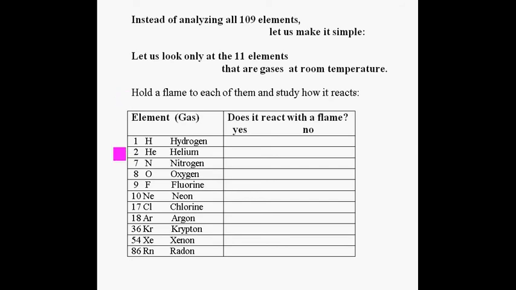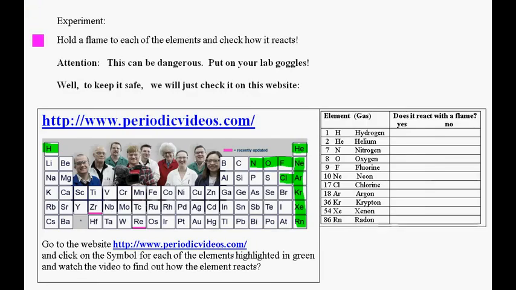So take, for instance, a bottle of helium, open it, hold a lit match to it, and see whether you get a reaction. A reaction would be, for instance, an explosion. We are holding a flame to an element and checking how it reacts. Attention, this can be dangerous. Put on your lab goggles.